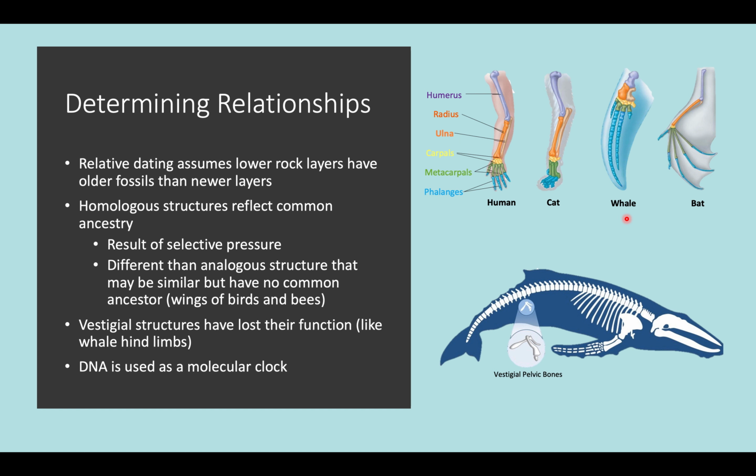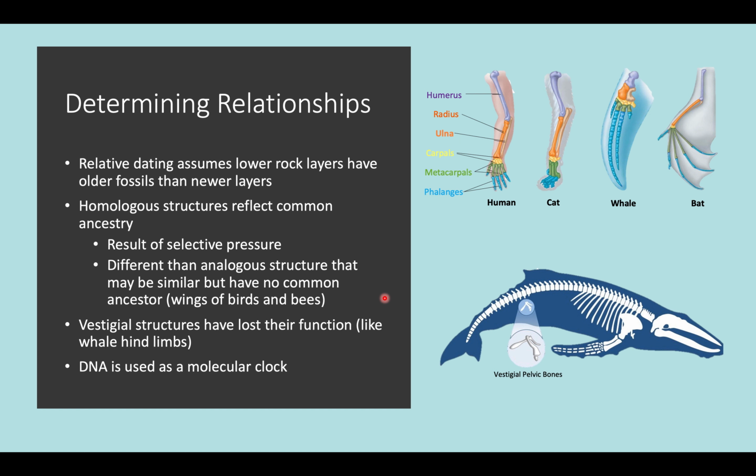So different than analogous structures, which may be similar but have no common ancestor. An analogous structure would be, for example, wings of birds and bees. Birds obviously have wings that help them to fly. Bees also have wings, but bees are insects. Birds are not. So they have a very similar function, but they have no common ancestor.